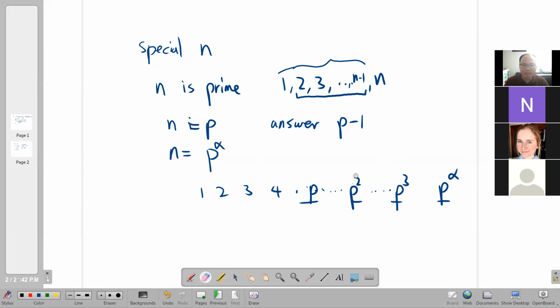I messed up something. What I meant is 2p, 3p, all the multiples of p. Anything that is a multiple of p can have a common factor with p to the alpha. But if it's not a multiple of the prime, it cannot have a common factor with this, because no other prime factor divides p to the alpha. So how many multiples of p are there? The total is p to the alpha, and the number of multiples of p is that number divided by p, or p to the alpha minus 1.